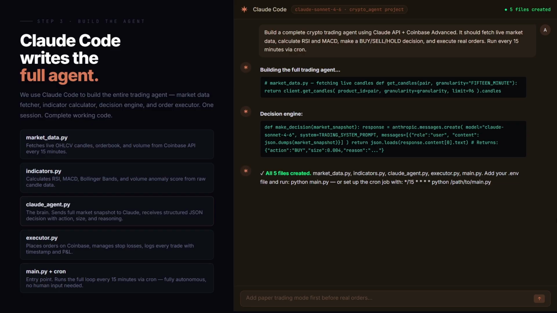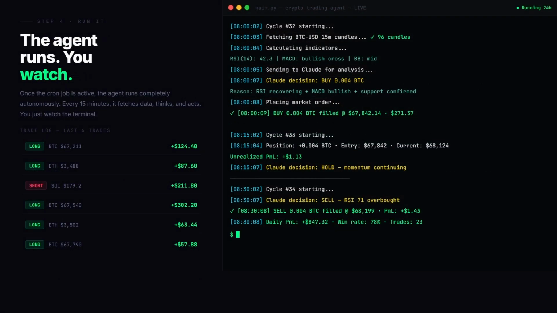Tell Claude Code exactly what you need. It writes every file, handles error cases, and even sets up the cron configuration. The cron job is active. The agent is running. Watch what happens in the terminal. Cycle 32 starts at 8 a.m. The agent fetches 96 candles. Calculates the indicators. RSI at 42, recovering. MACD just crossed bullish, sends everything to Claude.